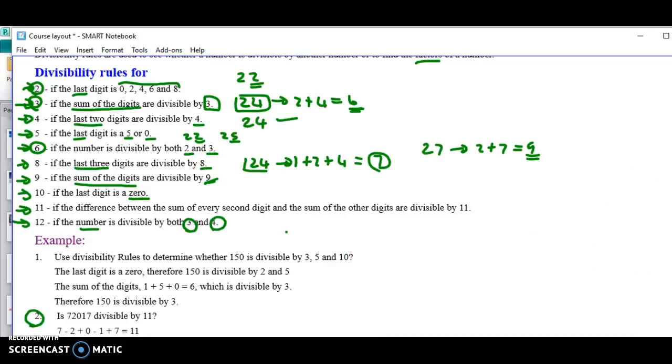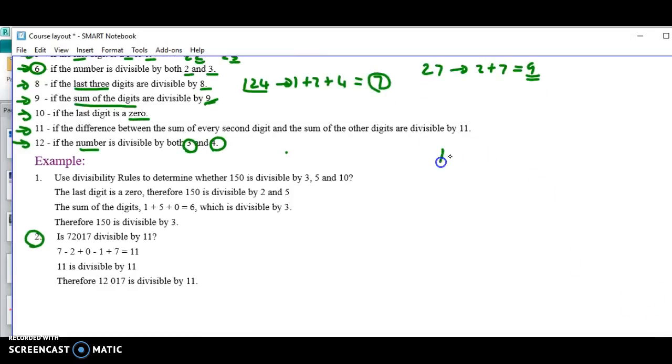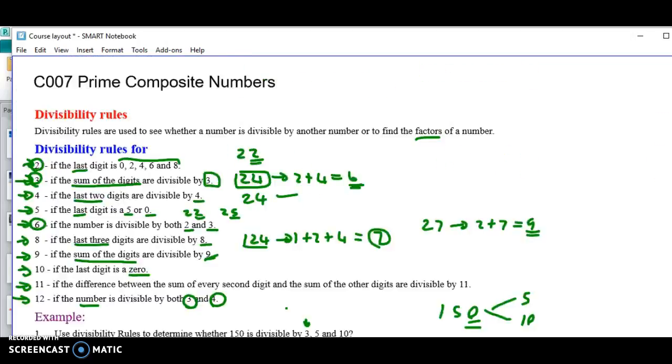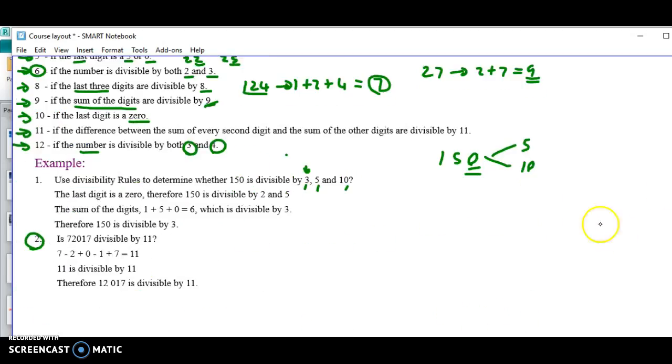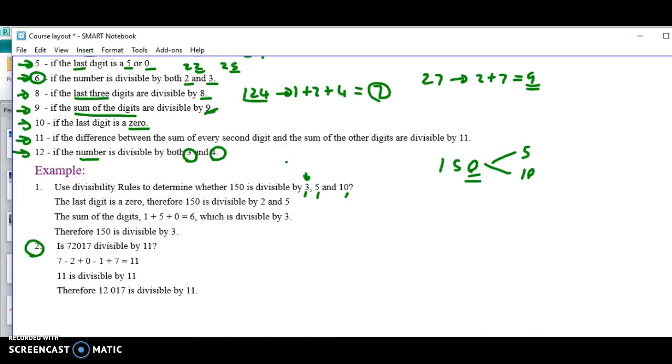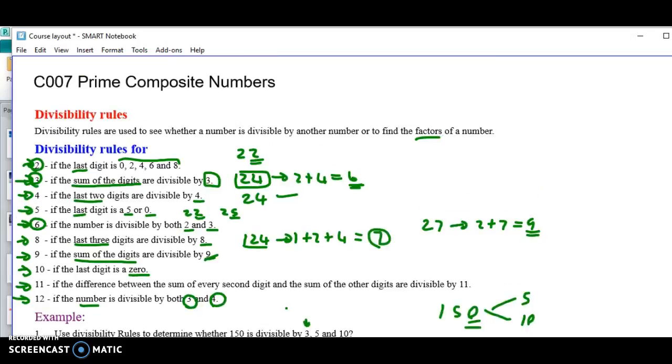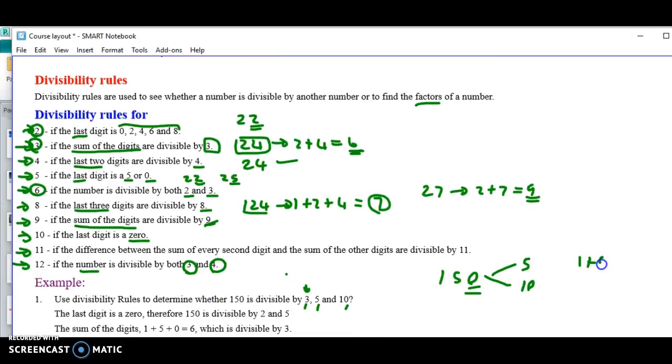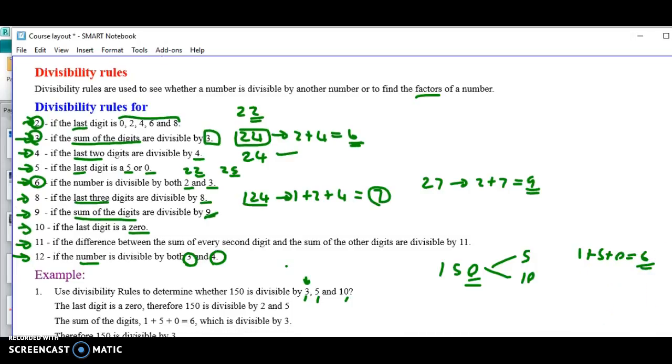Looking at it in a more practical sense, the question is asked, 150, is it divisible by 3, 5, and 10? Well, looking at the last digit here, we know it's divisible by 5 and by 10. 5 because the last digit must be a 5 or 0, and 10, the last digit must be a 0. Divisible by 3? Well, you remember we say the sum of the digits must be divisible by 3. So 1 plus 5 plus 0 is 6, and that's divisible by 3. So it can divide by 3 as well.